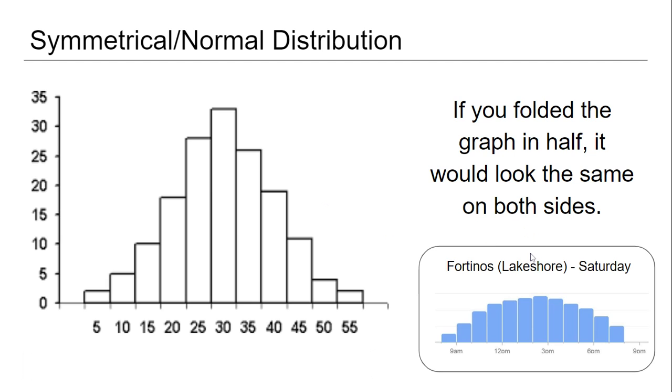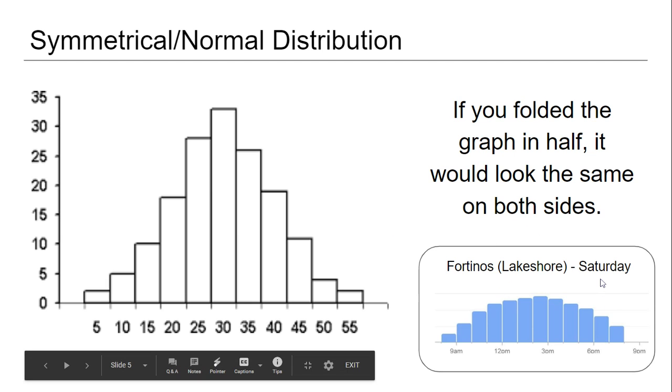The real world example that I found was Fortino's on Lakeshore on a Saturday. I noticed that it made a very nice symmetrical or normal distribution. What that tells me is that probably the worst time to go would be between 2 and 3 o'clock in the afternoon, but a better time to go would be first thing in the morning or later at night when it's not quite as busy.